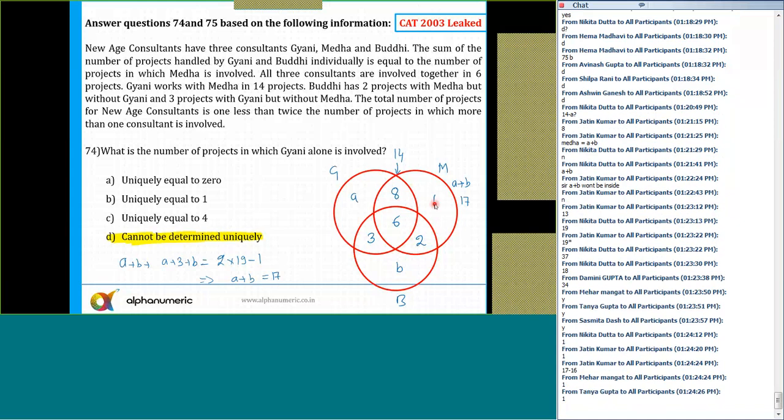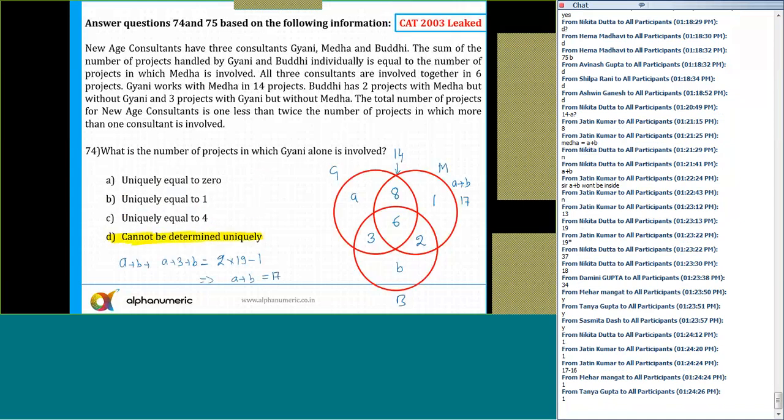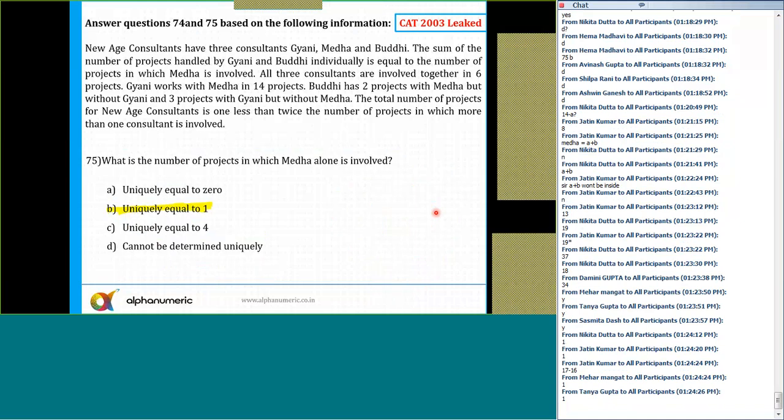So what is the answer to the first question? What is the number of projects in which Gyani is involved? Can we identify the value of A? No. Since we cannot find the individual value of A, Gyani alone cannot be determined. And the second question was the number of projects in which Medha alone is involved. So Medha alone is equal to 1. I hope that now it is clear. Any doubts in these two questions?